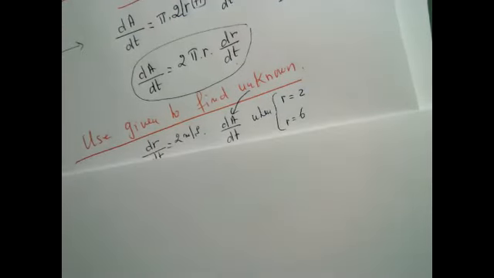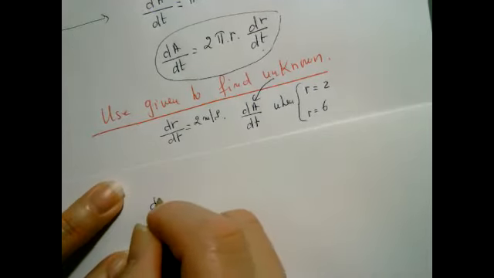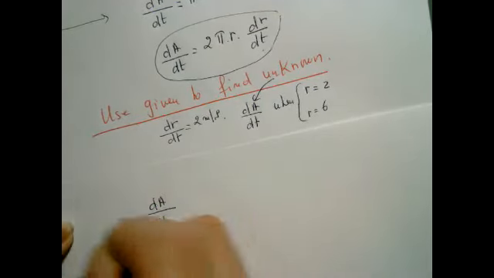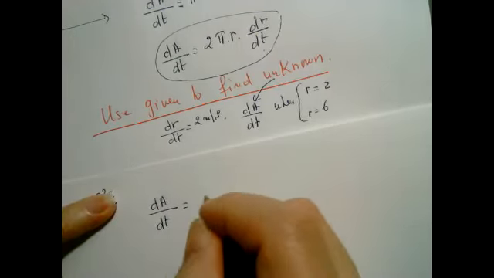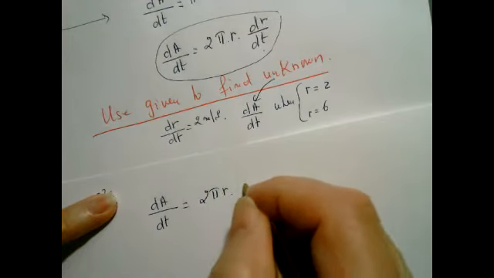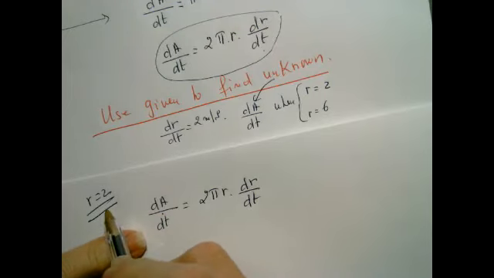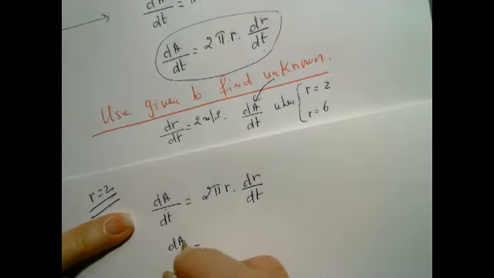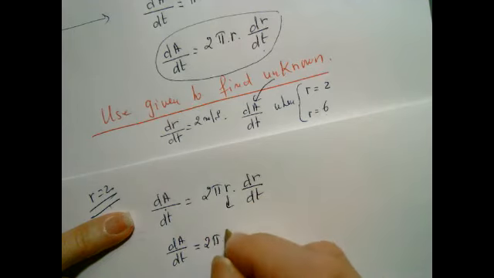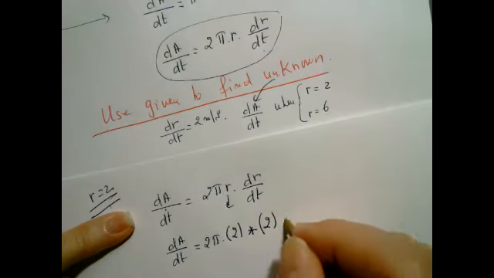Okay, so let's see here. So that's my relationship, that's it. So I have dA/dt. So now here I'm gonna find it for r equal to 2. So the first problem: dA/dt is equal to 2 pi r dr/dt. That's the one I want when r is 2, and that's what's given. So it's gonna be equal to 2 pi when r is 2, so that's the value of r, times dr/dt, which is 2.